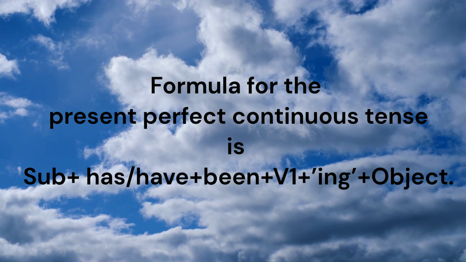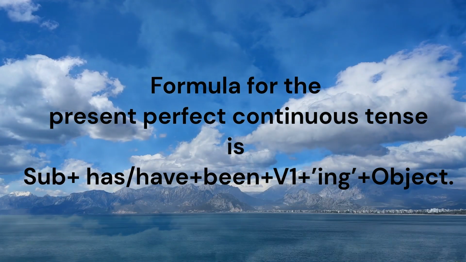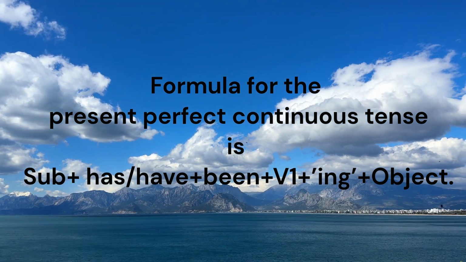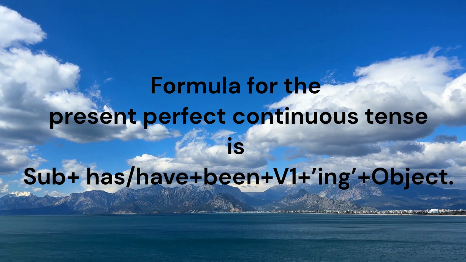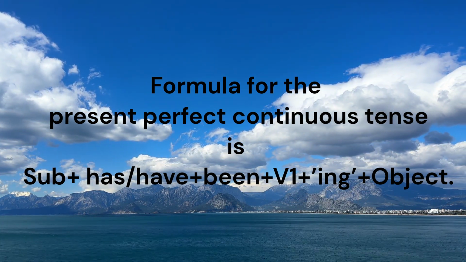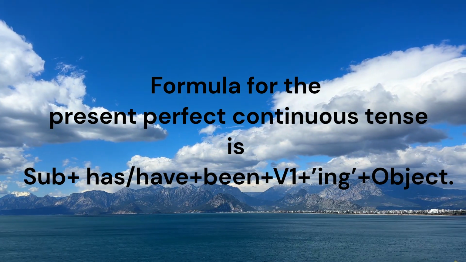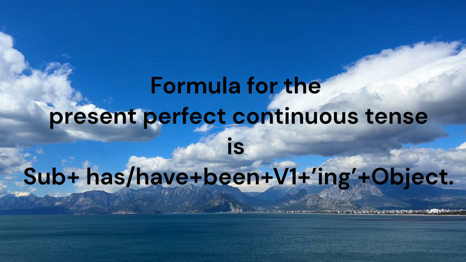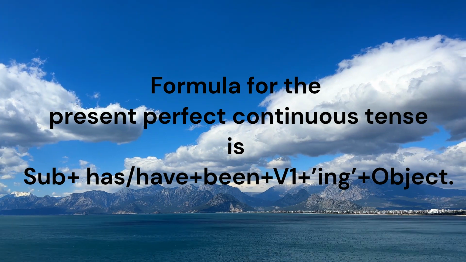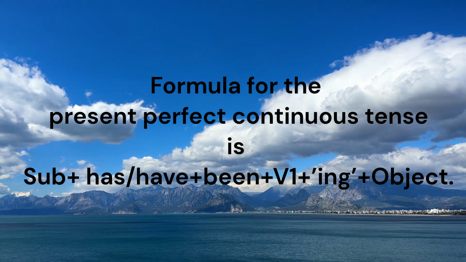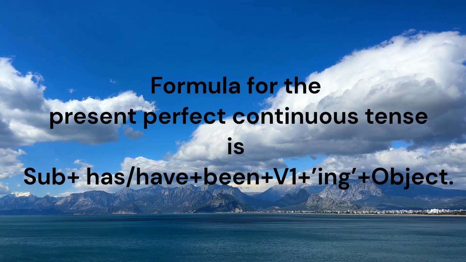As we have already learned, out of these two, has has to be used for the third person singular subjects like he, she and it. Have has to be used for all the other subjects like I, we, you and they. It will be followed by V1 and ing form. Finally, it will be ended with an object which is generally a done thing.